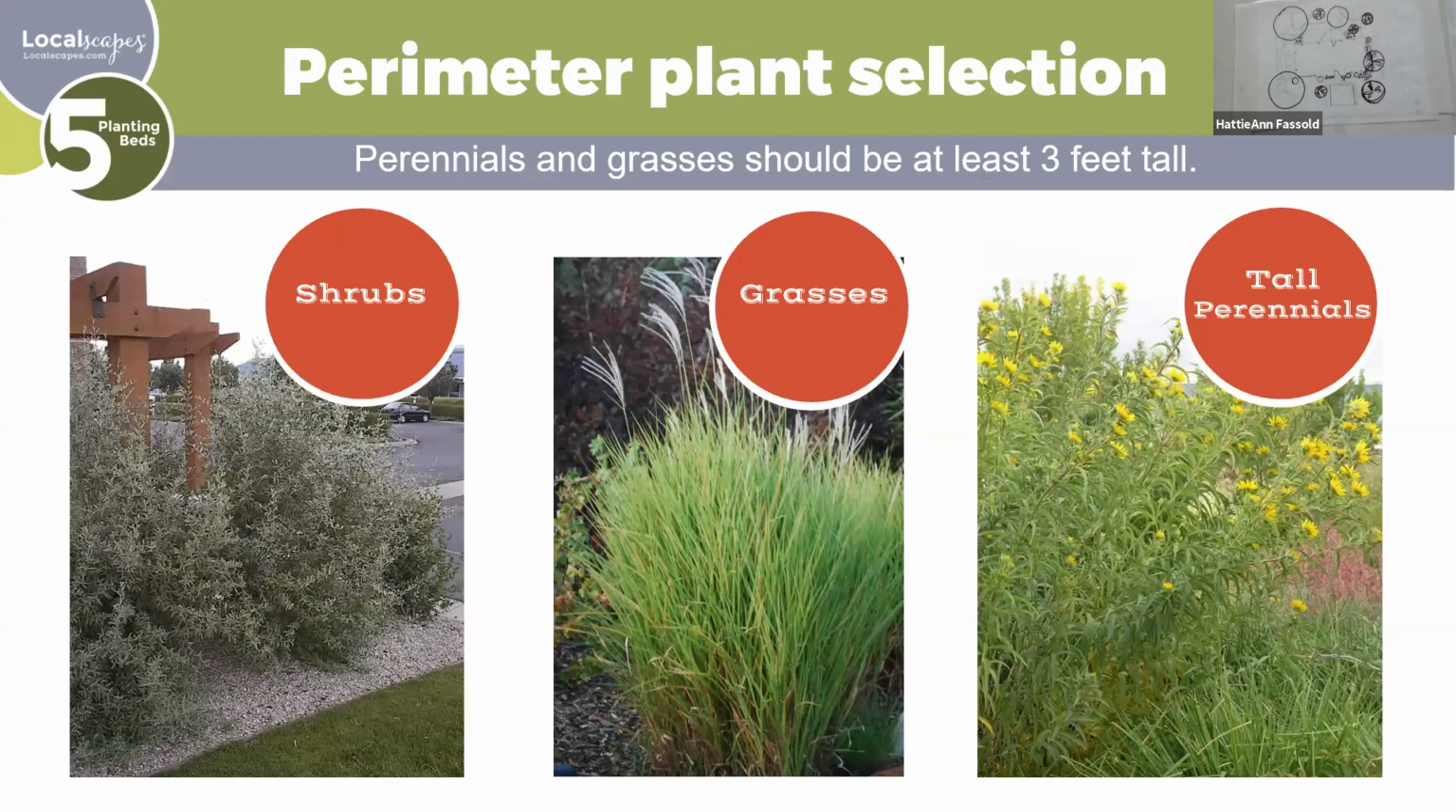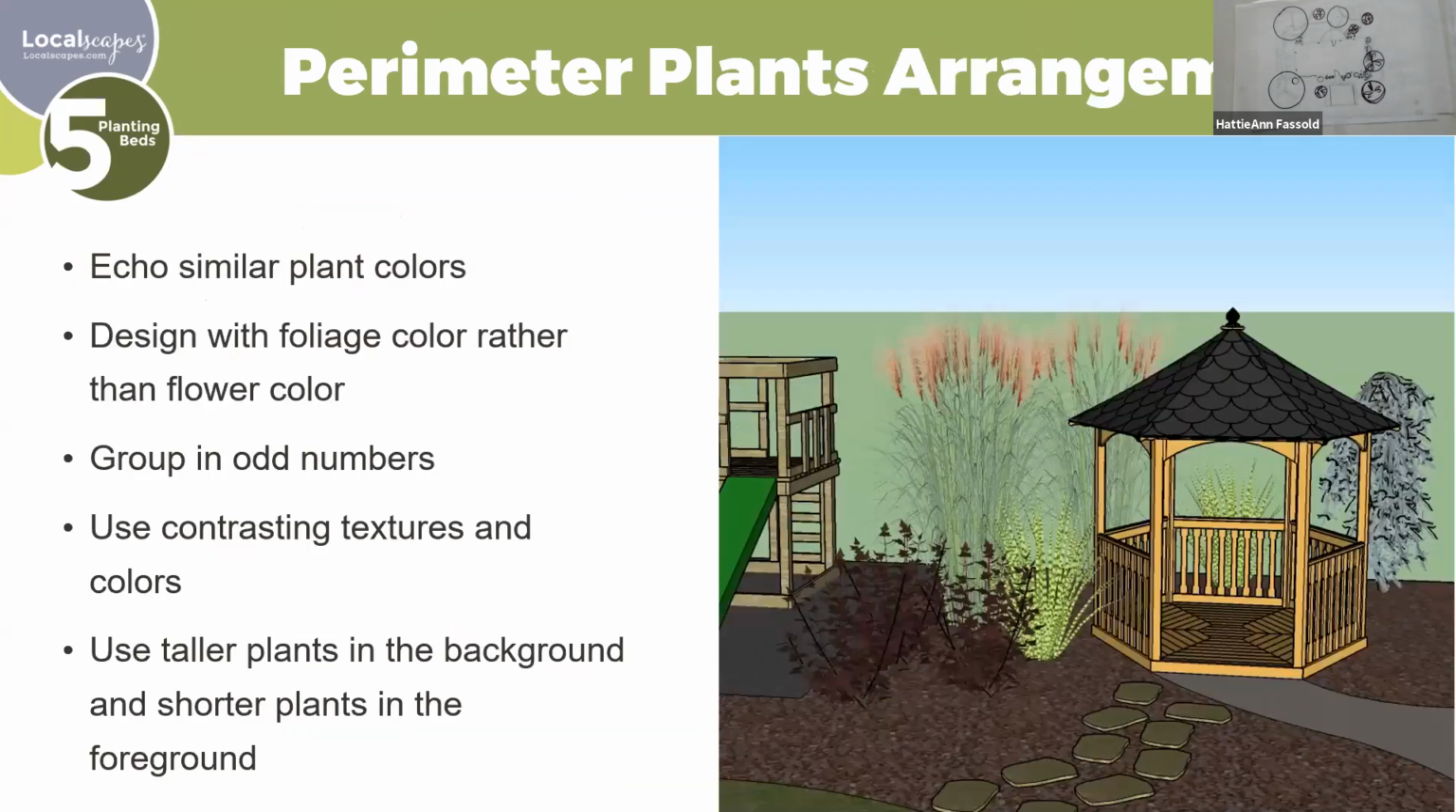You can use shrubs, grasses, perennials. If you use perennials, you do want them to be at least 3 feet tall. There are some perennials that get to be pretty big, so just keep that in mind for your yard. You do want to echo similar plant colors around your yard. You can also use similar plants as well. You can design with foliage color rather than flowers. There's lots of barberries that have different colors, and lots of ninebarks with different colors. You don't have to do flowers for color.